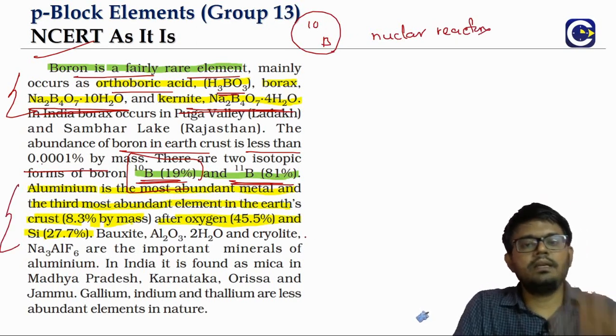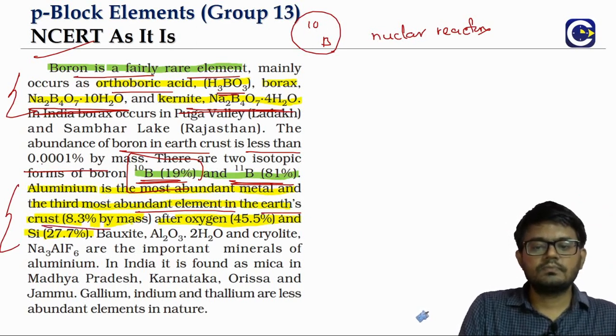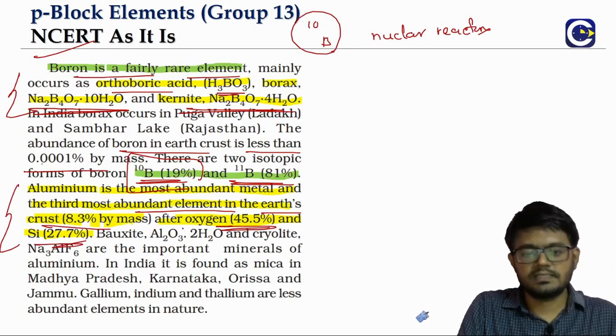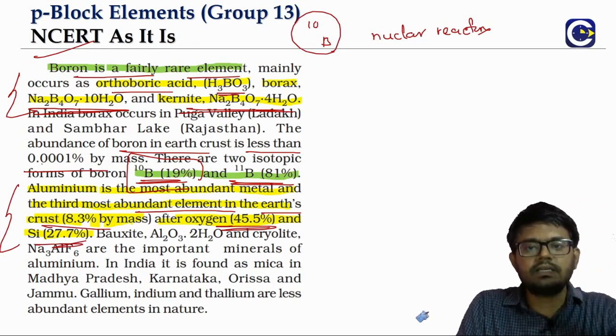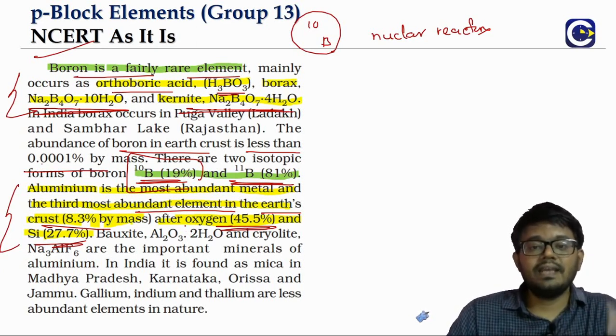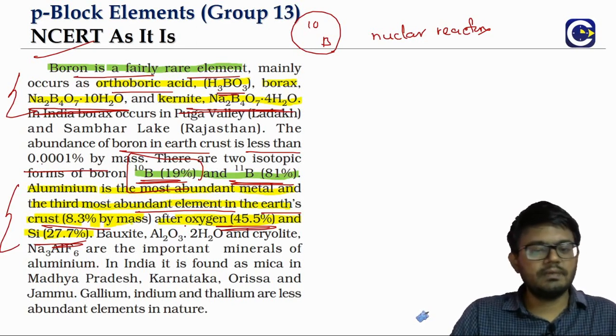Now the second element of the group is aluminum. Aluminum is the most abundant metal and the third most abundant element in the Earth's crust. You can see after oxygen, which is 45.5, and silicon, aluminum is the third most abundant element in the Earth's crust. When it comes to metals, it is the most abundant metal. So you can understand the first element is very rare. Look at the percentage of the second element, 8.3% by mass.